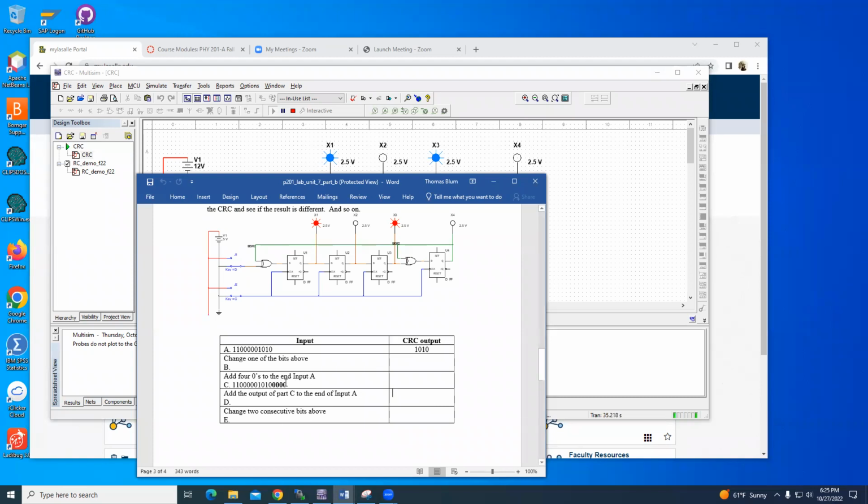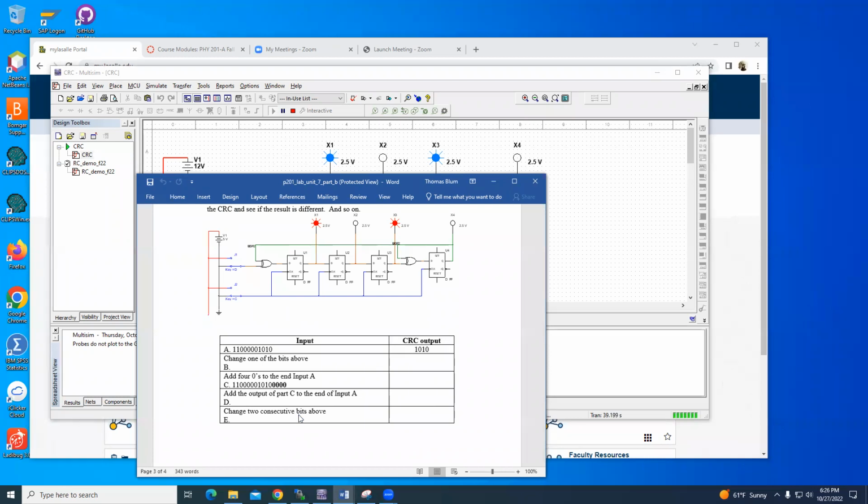This is the process in C. That's the process you do to get the user to have an answer of 0, 0, 0, 0. So if you do C right, then the answer of D should be zeros. And now I'm asking you to change not one bit as in B, but 2 consecutive bits.